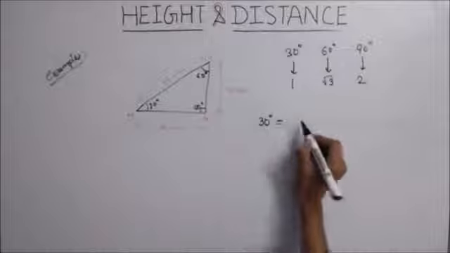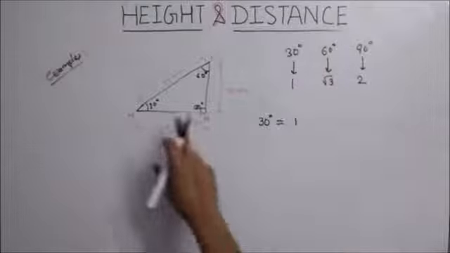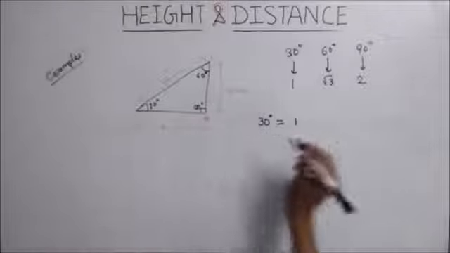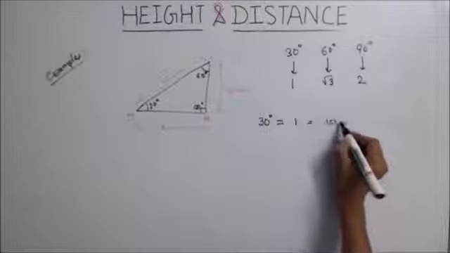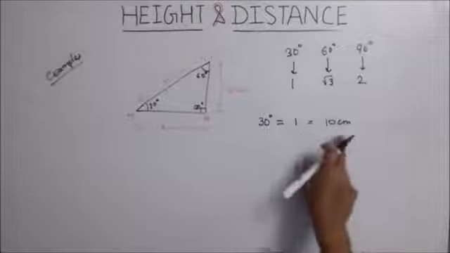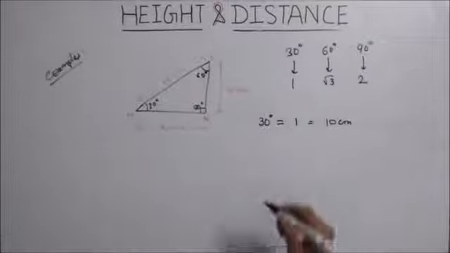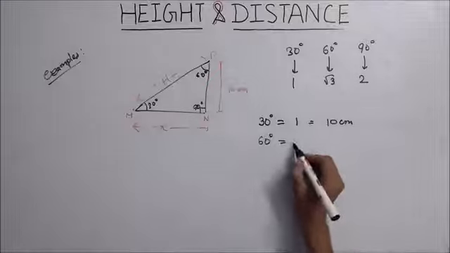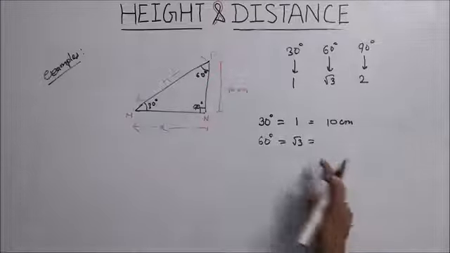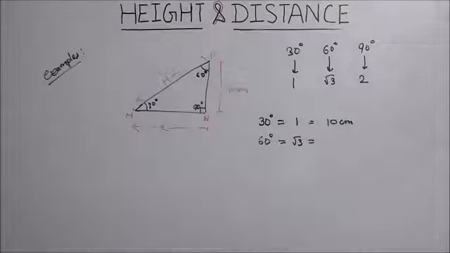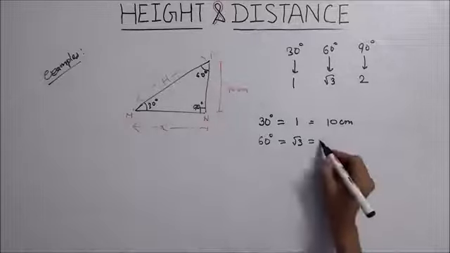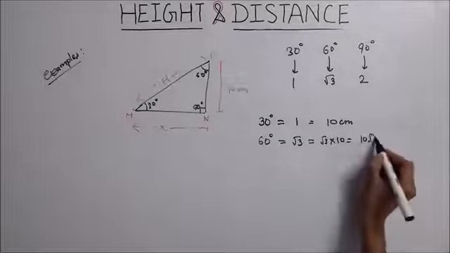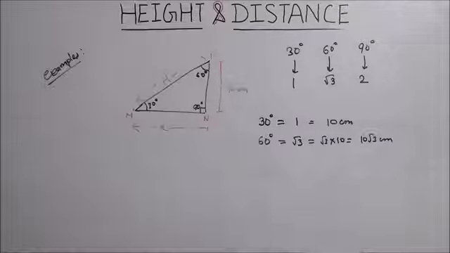30 degree value is 1 here. If we're talking about the question, what is the value of 30 degree side? That is 10 centimeter. So that means 1 is equal to 10 centimeter. If we talk about the 60 degree, what is the value here? It's root 3. When 1 is equal to 10 centimeter, then root 3 is equal to root 3 into 10, that is 10 root 3 centimeter.